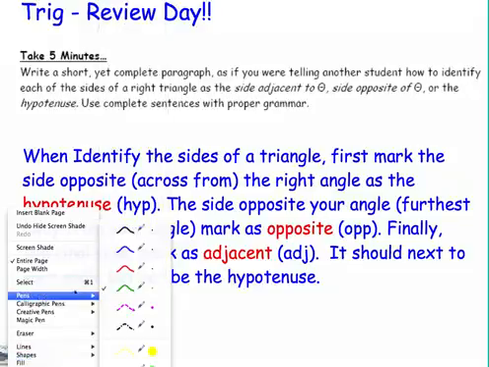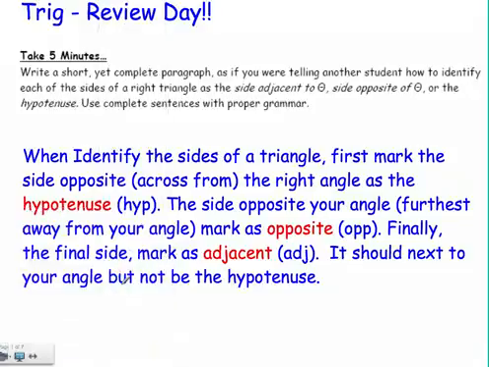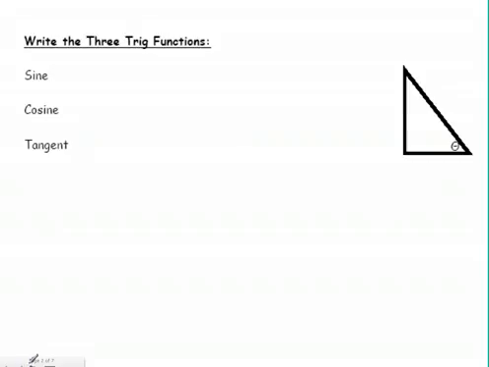Secondly, what I want you to do is then to mark the side opposite your angle, furthest away from your angle, as the opposite. So the one opposite your angle is called opposite. Finally, mark the final side adjacent. It should be next to your angle but not the hypotenuse. So those are some good tips for you as you are going about trying to identify your triangle. Probably one of the most important things when we deal with trig.